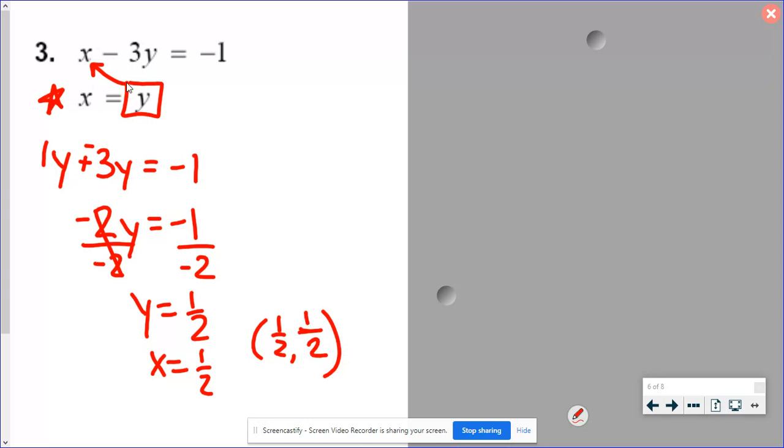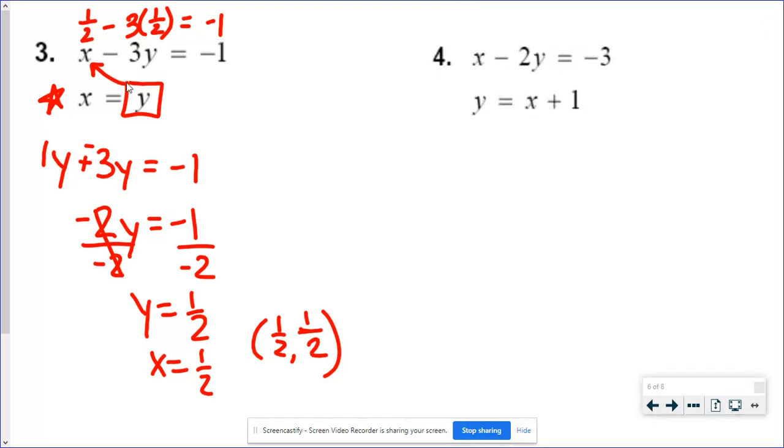And if I would check that in the top equation, I would have 1/2 minus, well, 3 times a half. That would be -3/2, or -1.5. So 1/2 minus 1.5, that would be -1. Use a calculator if you don't like those fractions, but 0.5 would have been fine for both of those as well.